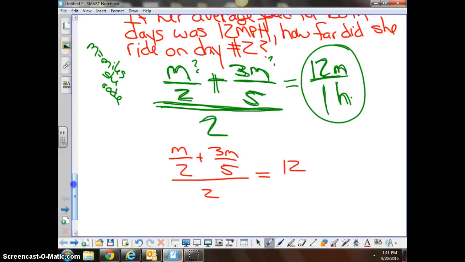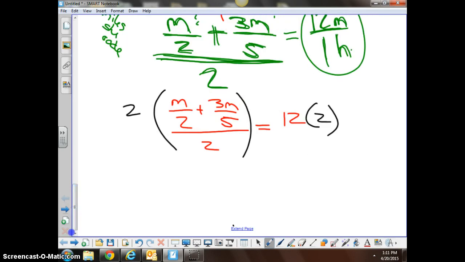Multiply by 2. Let's multiply by 2. So we are going to take this whole thing and multiply it by 2, right? Since we did it to the left side of the equation, we're going to do it to the right side of the equation and multiply by 2. Right? So Christina, clean it up. If I multiply that whole thing on the left side by 2, then you have M over 2 plus 3M over 5 equals 24.